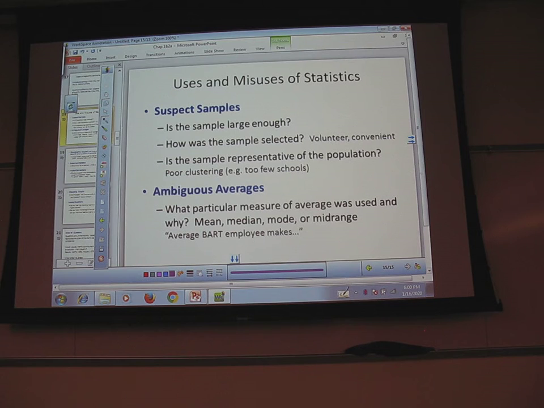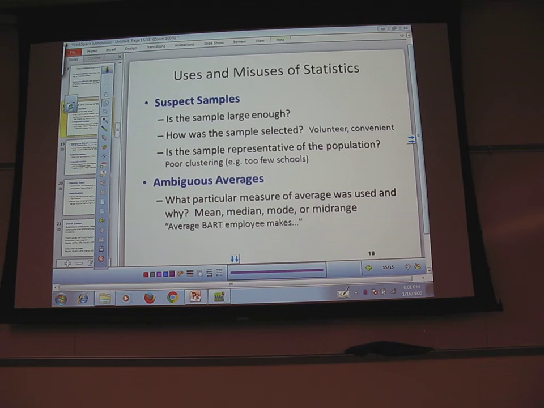These are important. Uses and misuses of statistics. Bianca, go ahead. Suspect samples, or how the sample was selected, volunteer, community. Right, was it a biased sample selection? Keep going. Is the sample representative of the population, for example clustering in Central City School? Right, and that's, did you take a good representative sample? Did you leave some people out? Keep going. Ambiguous averages. What particular measure of average was used and why? Mean, median, mode, or midrange?